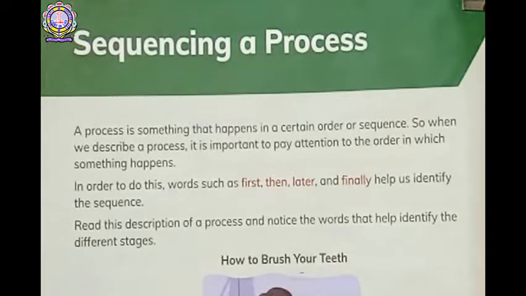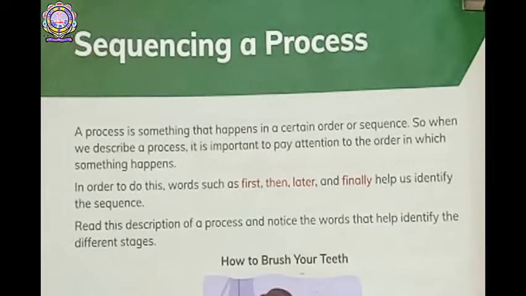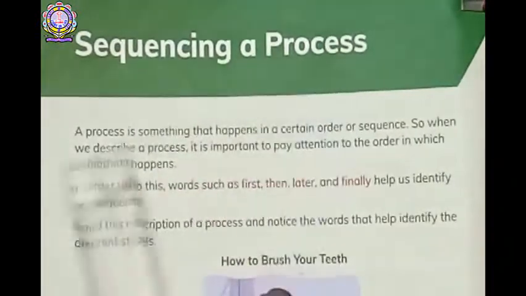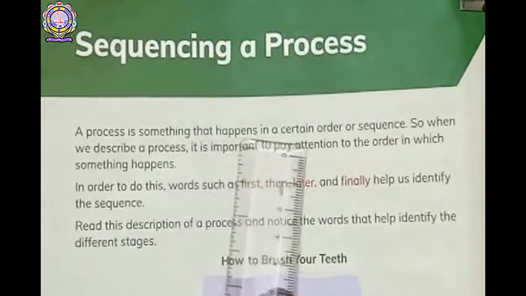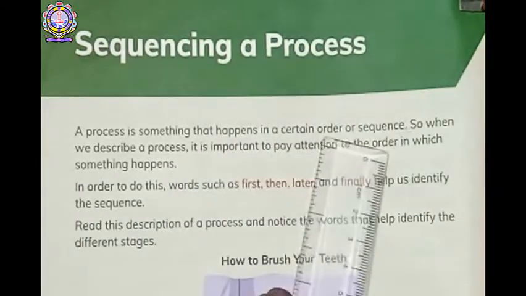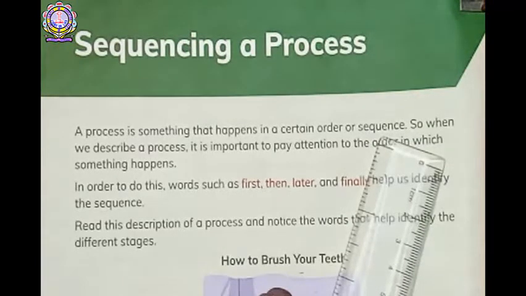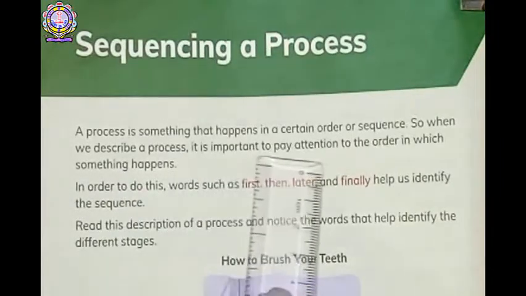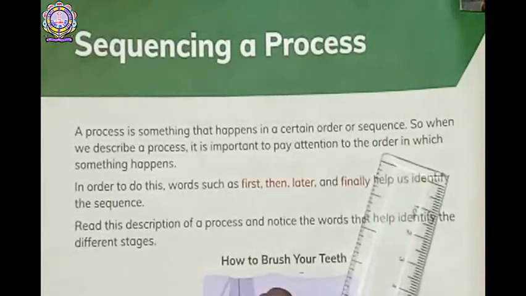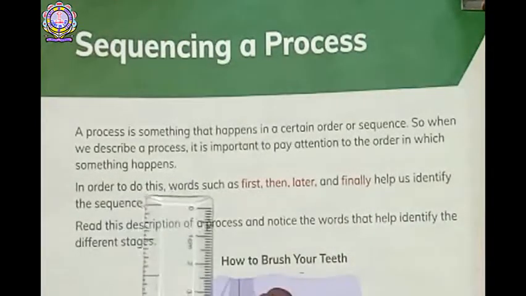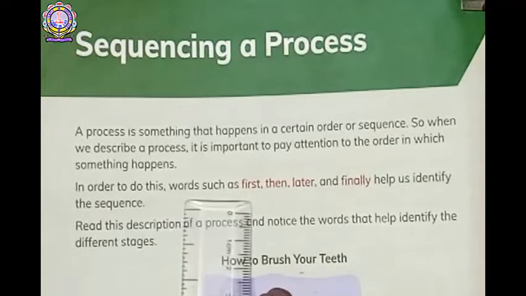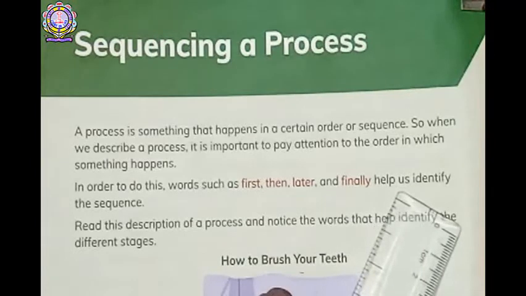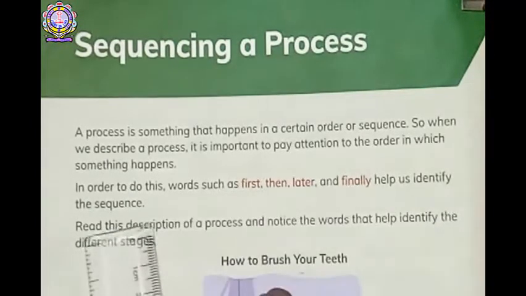Okay, now today we will learn about sequencing. I think you learned this in 4th class, so let's see. Sequencing a process. A process is something that happens in a certain order or sequence. Means 1 step, 2 step, 3 step, 4 steps. So when we describe a process, it is important to pay attention to the order in which things happen. Words such as first, then, later, and finally help us identify the sequence.